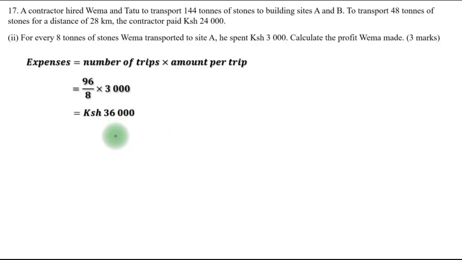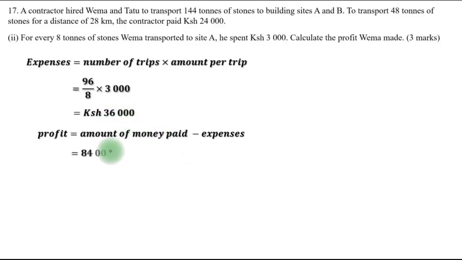Then the profit that Wema made will be amount of money paid minus the expenses. The amount of money paid, we saw, was 84,000 and the expenses is 36,000. So we subtract 84,000 minus 36,000, and we shall end up getting 48,000. So that was the profit that Wema had made.